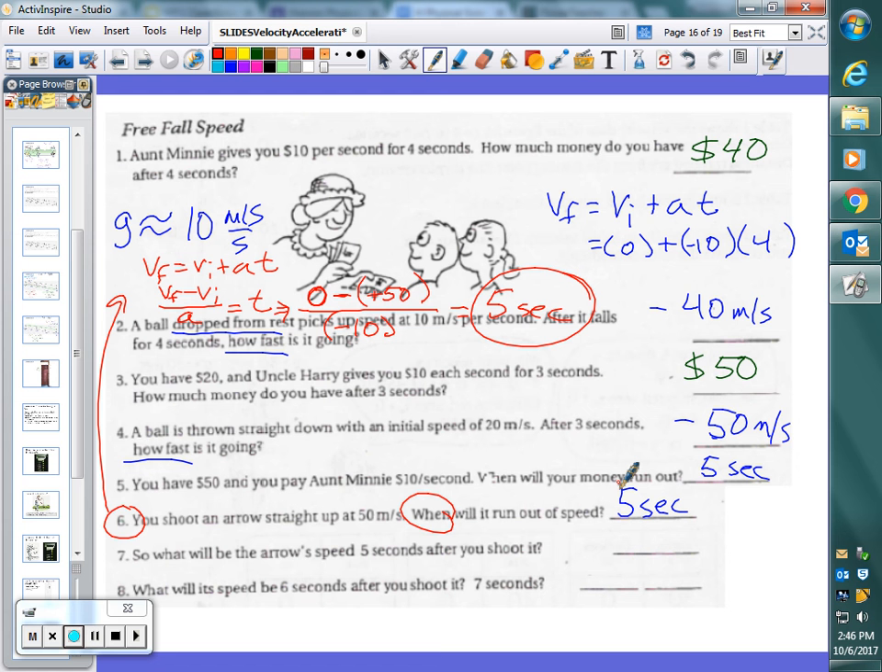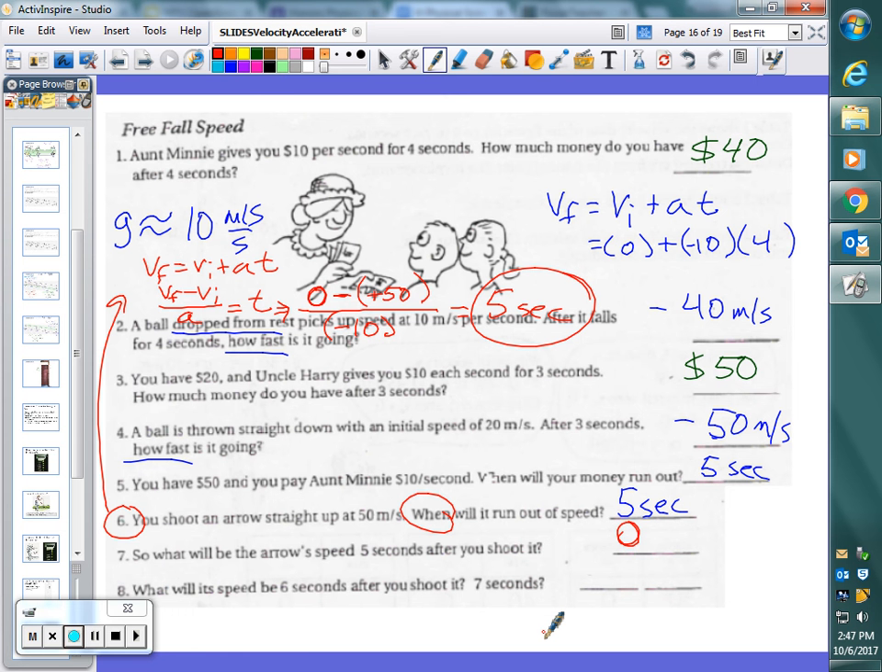What's the arrow's speed 5 seconds after we shoot it? 0 meters per second. Okay? But even though it is stopped up at the top of this motion, is gravity still acting on it? Yes. So even though it is currently stopped at 5 seconds, it has an instantaneous velocity of 0. What will immediately start happening? Start coming down. Now, it's moving in the same direction that gravity is pulling it. So Bella, it will start doing what? Speeding up.